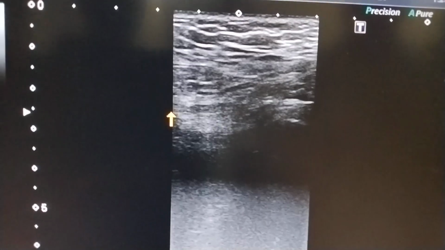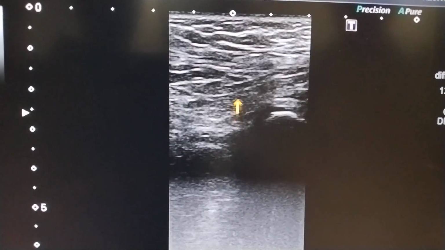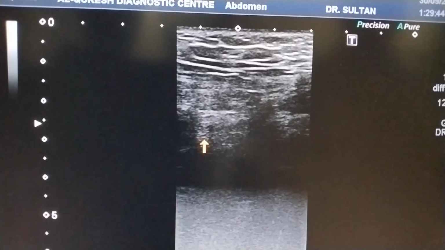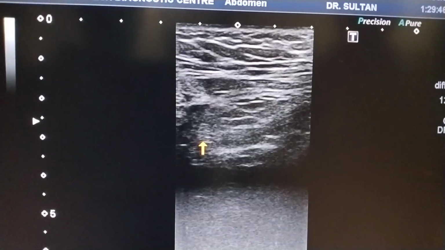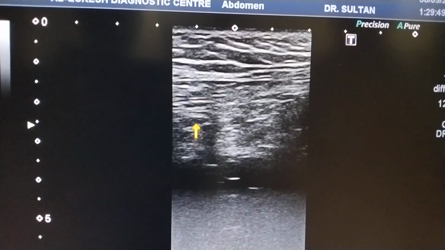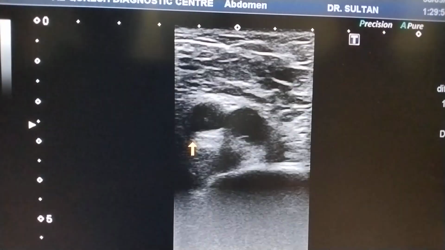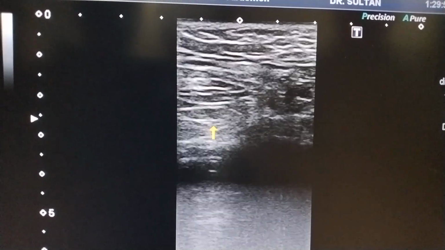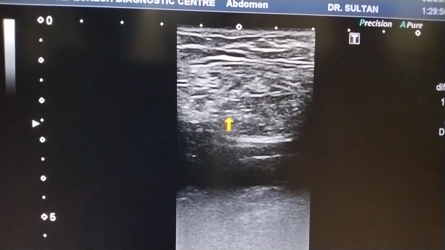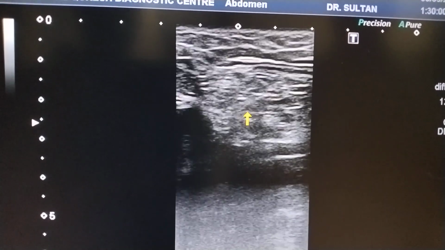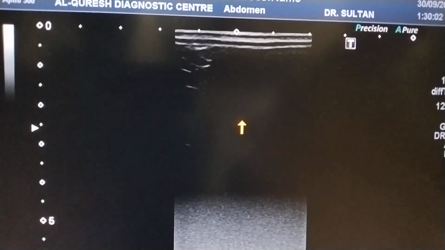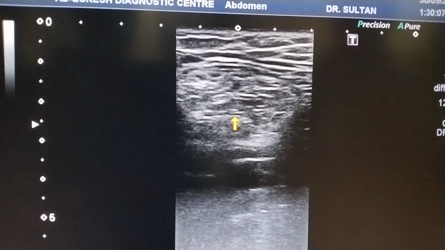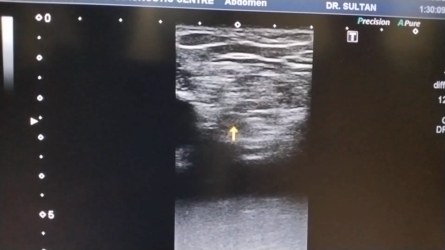I will tell you later on. So this is the point, this is the superficial inguinal ring. Now I am going slightly laterally. This is the herniated segment, slightly laterally. This is the inguinal canal, and this is the herniated segment. This one, this one, this one.